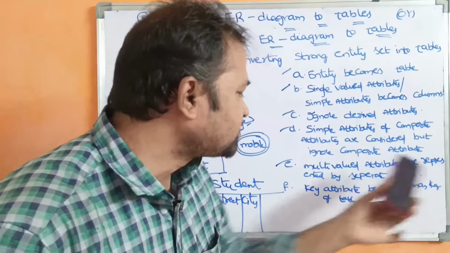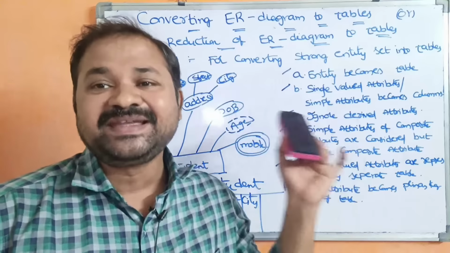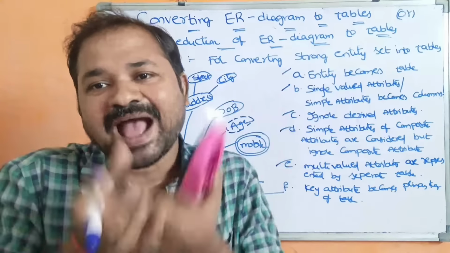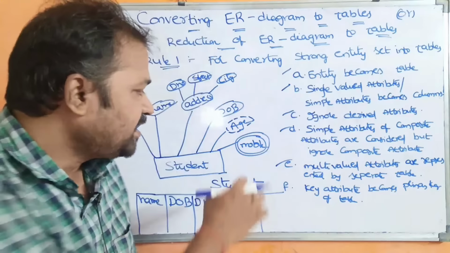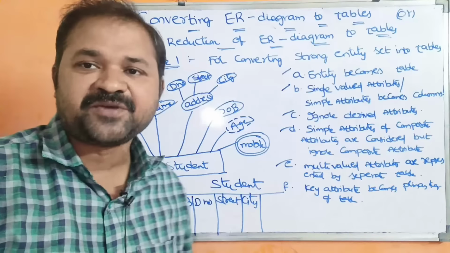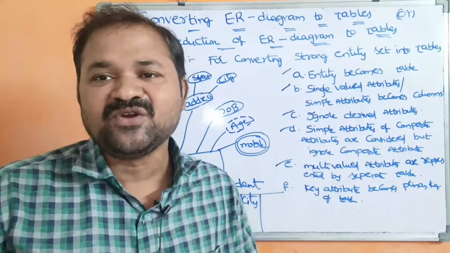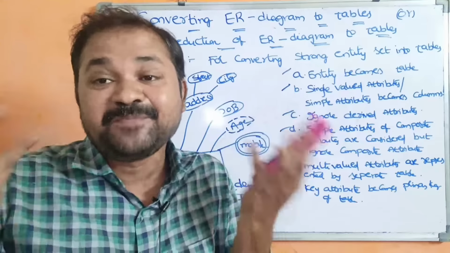Multi-valued attributes are represented by a separate table. So if we have a multi-valued attribute, then we have to make use of another table. We have to create another table. Here, what is the multi-valued attribute? Mobile number is the multi-valued attribute. Why? Because a multi-valued attribute means, if you take mobile number, a person can have multiple values.